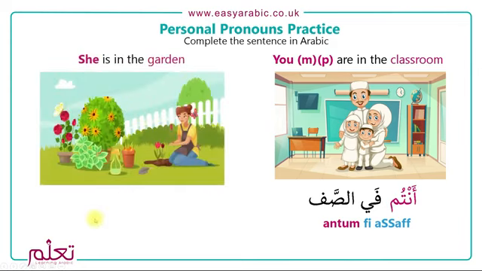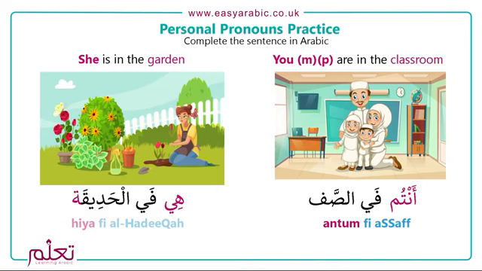Next one is she is in the garden. She is in the garden. So the personal pronoun we can use is hiya, the word for garden is al-hadiqa, and the word in is fi, as we covered here. Okay, so hiya fil hadiqa. And okay, so antum fi as-saf, hiya fil hadiqa.